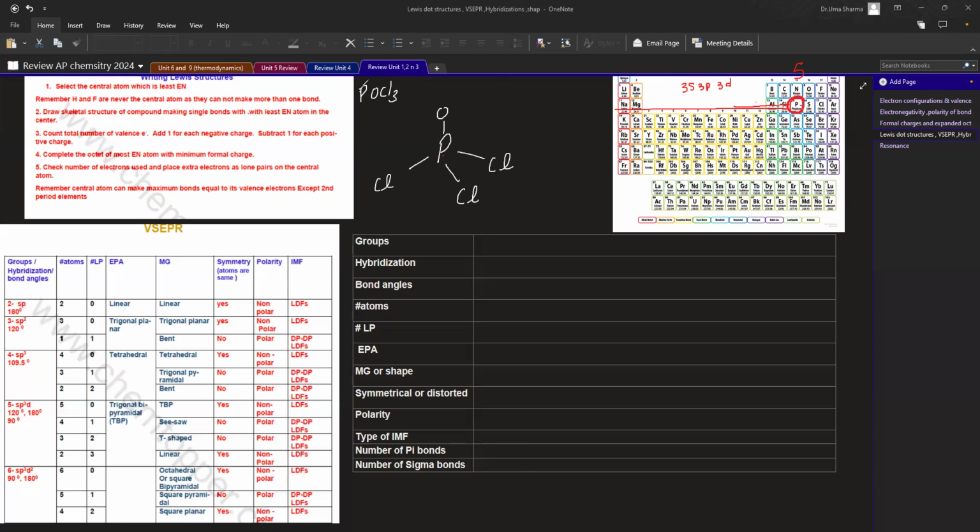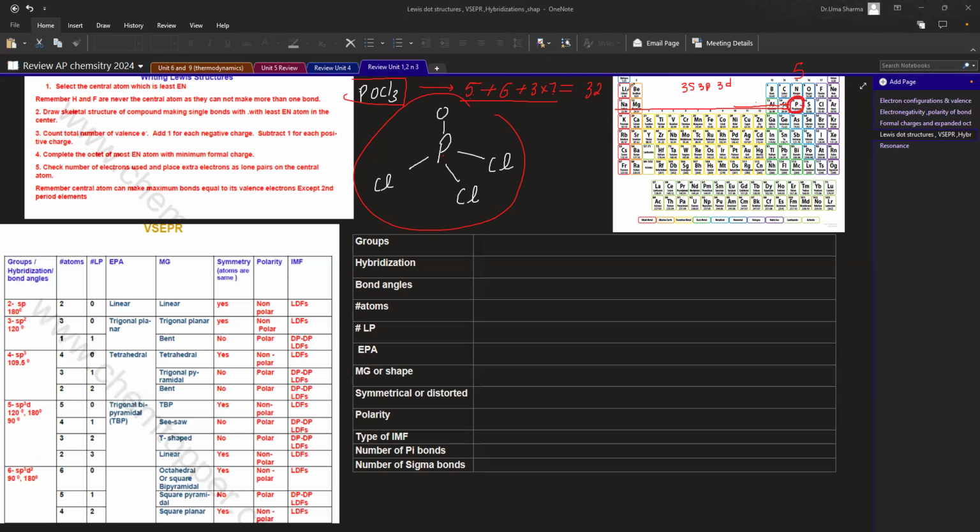Because if you see the total number of valence electrons here, P has 5, oxygen has 6, 3 times 7. How much is this, Isabella? 21 plus 5, or in total 32, right? Now you have to put these 32 electrons around this P. In this complete structure, I have to put 32 electrons, and I have to make everyone happy. Oxygen should be happy, chlorine should be happy.